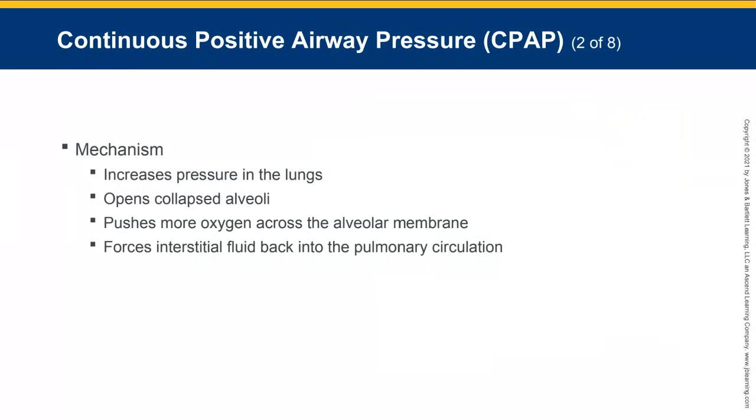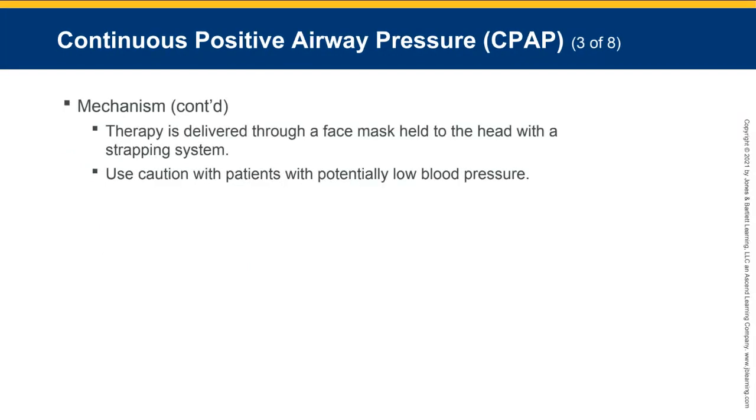So the mechanism: it increases pressure in the lungs, it opens collapsed alveoli, it pushes more oxygen across the alveolar membrane, and it forces interstitial fluid back into the pulmonary circulation. Therapy is delivered through a face mask held to the head with a strap-in system. Use caution with patients who have potentially low blood pressure, and I would say do not use it if the patient's blood pressure is low. It's positive pressure, so it can cut off venous return.